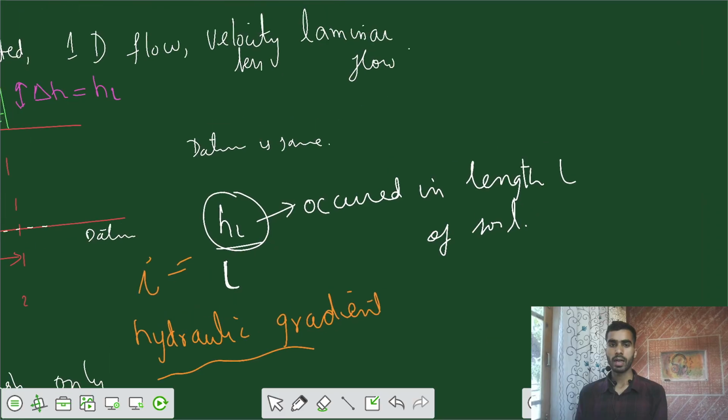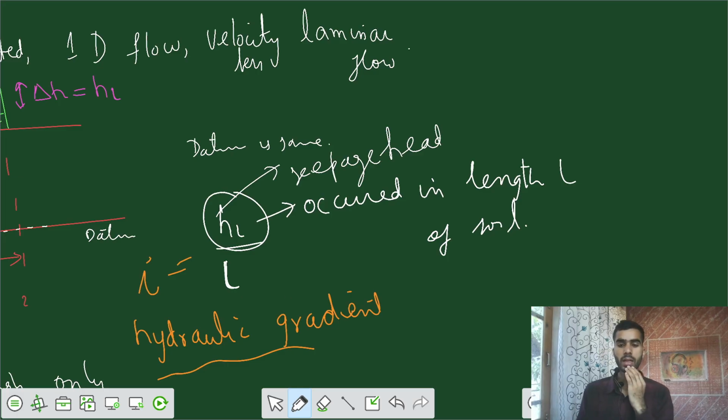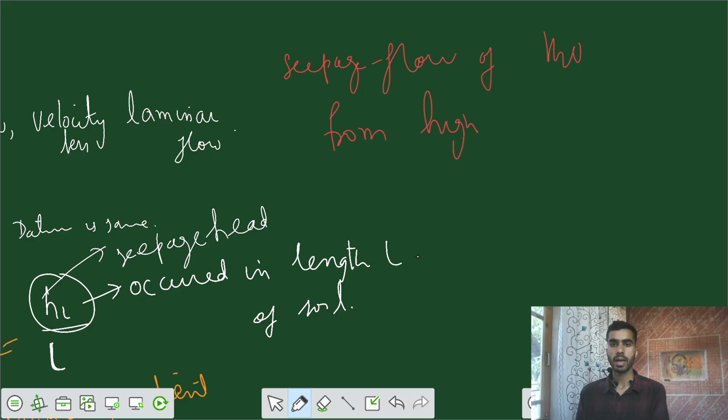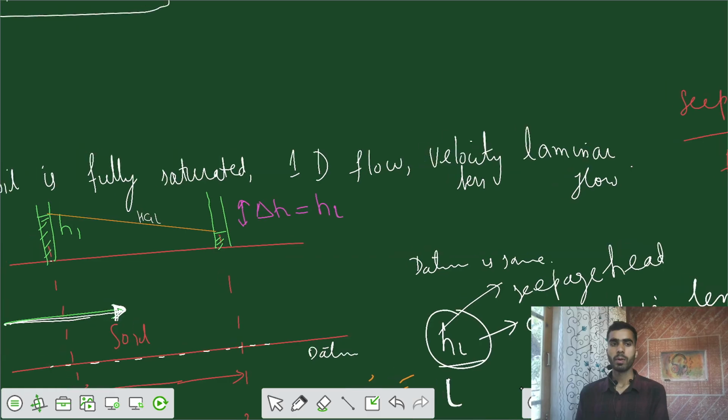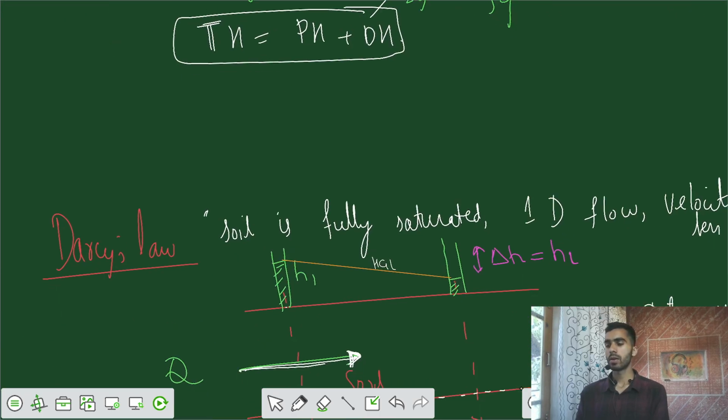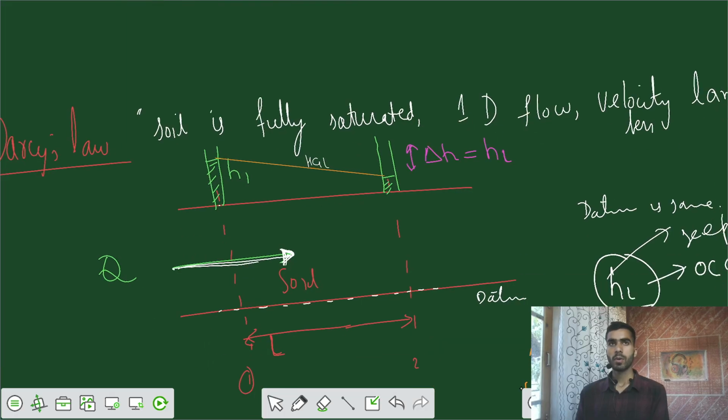We also call it the seepage head. Loss of head is actually seepage head, because the flow is possible from high head to low head. That's also called seepage. What is seepage? Seepage is the flow of water through the soil, from high head to low head. Permeability is somewhat the same idea: we are passing water through the soil, and that's possible only because of seepage head.